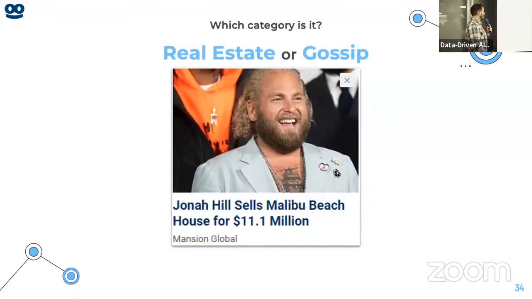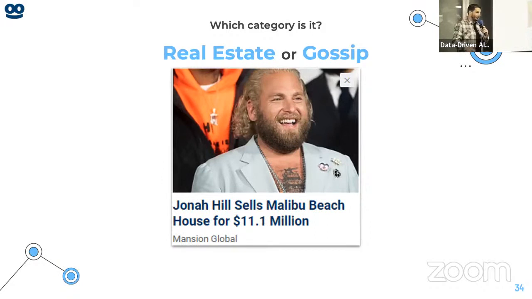And you have two options. First, real estate. Second one, gossip. Who says real estate? Raise your hand. Who says gossip? Oh, okay, you got it right. It's actually gossip because the true essence, like if you're going to click this advertisement, you probably won't buy a Malibu beach house for $11 million. And if you do, I want to work for you. You're probably just interested in the celebrity, right? So the category here is gossip.